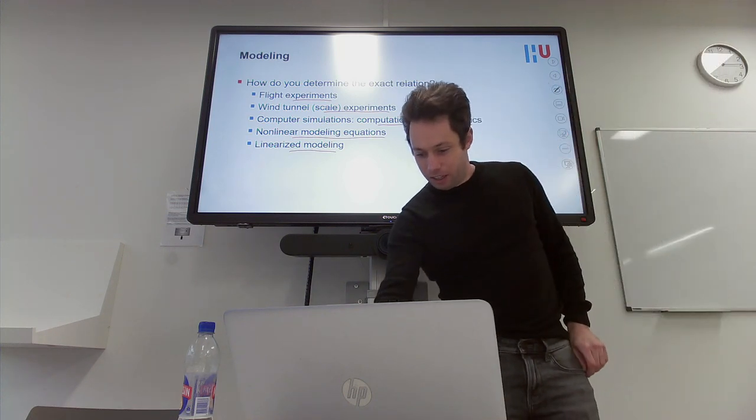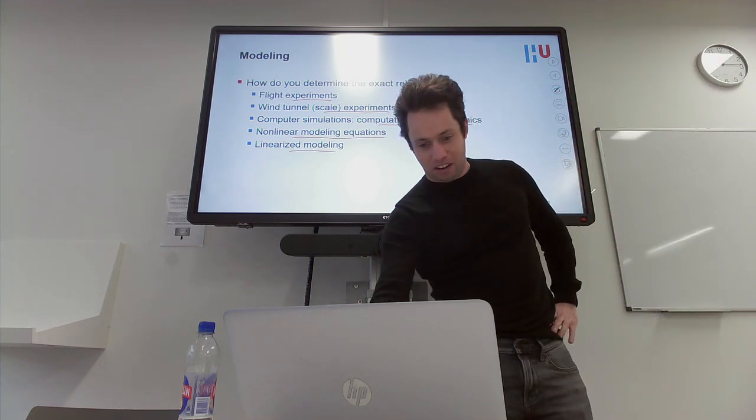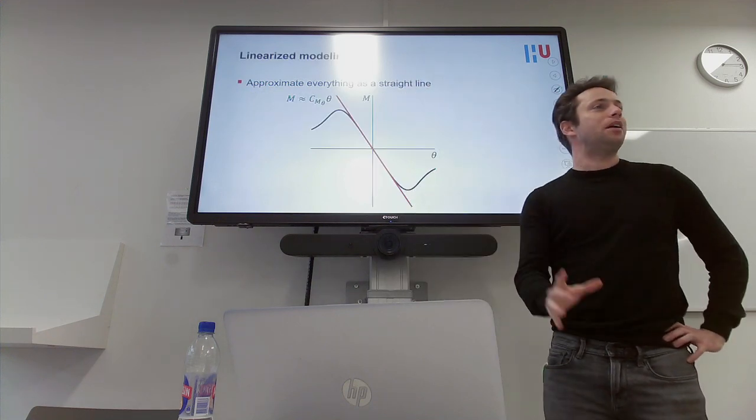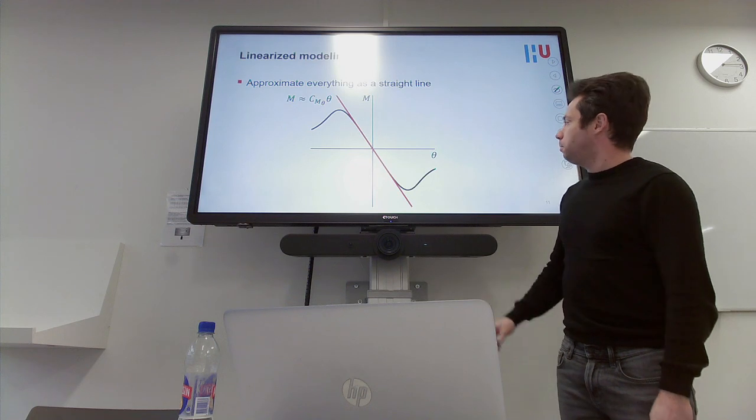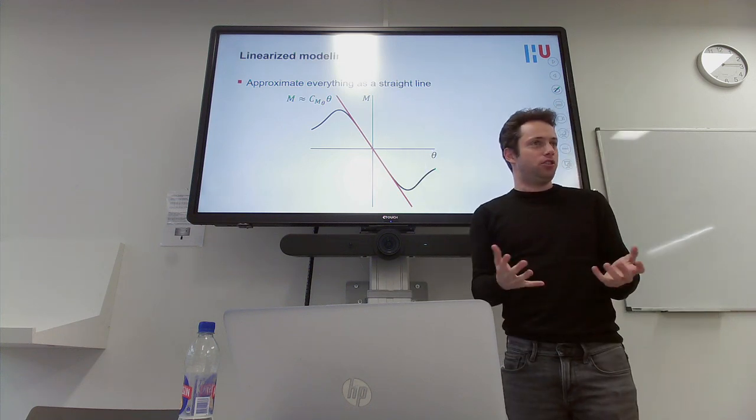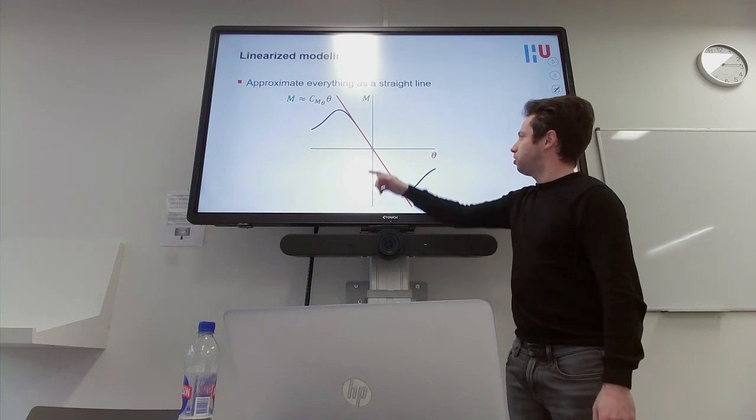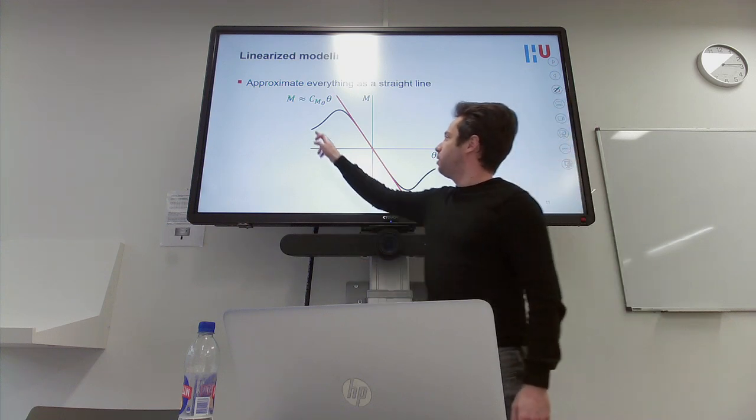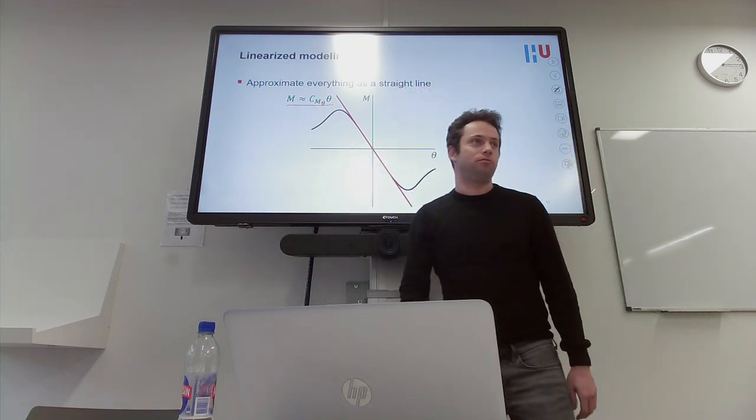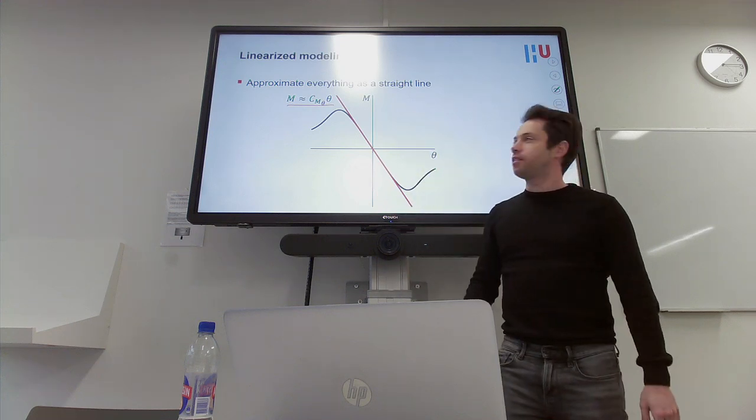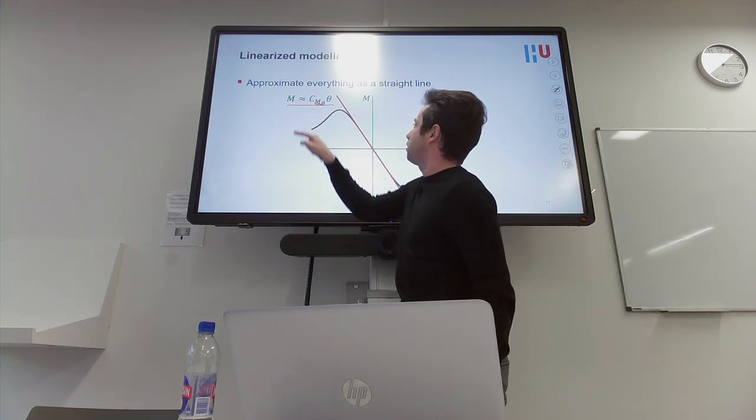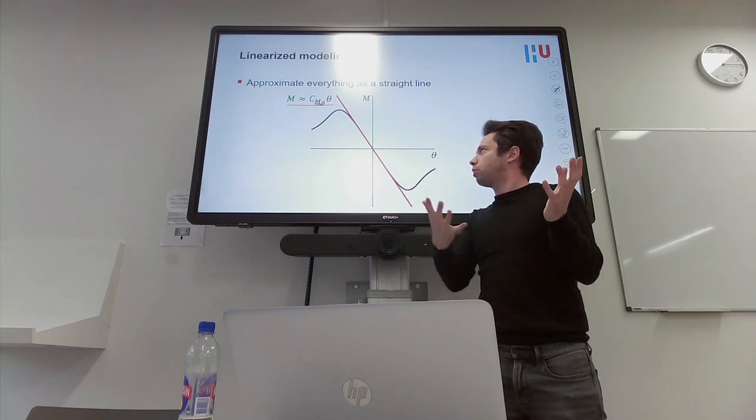What is linearized modeling? It's basically the most basic way of analyzing aircraft. We're going to assume everything is a straight line. So we're going to assume that this relationship between theta and m is not just some fancy curve. No, it's just a straight line. And then we can put it in a simple equation. M is some constant times theta. And I use the subscript m theta to indicate it's the moment derivative to theta.